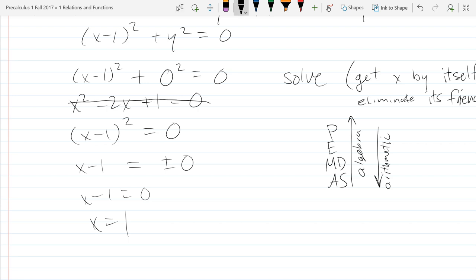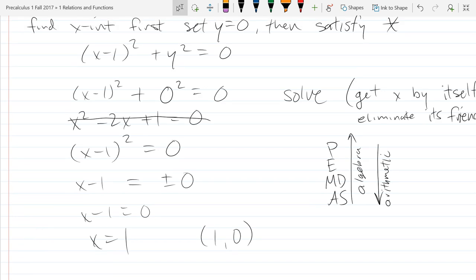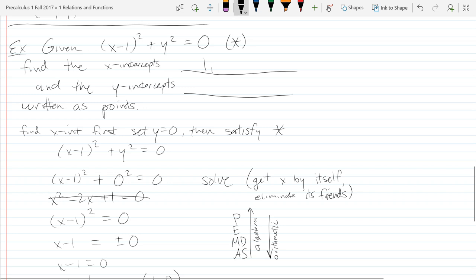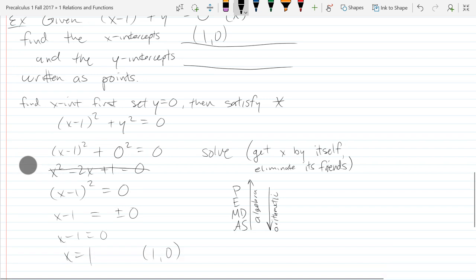All right, so x equals 1, and our point is (1, 0). So I'm just taking the y-coordinate we got before with this x-coordinate and wrapping it up in a single point. So we got (1, 0) as our x-intercept. So just writing that up top.